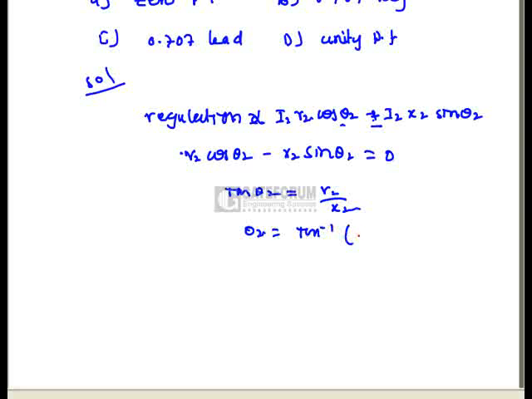Here he has given that the resistance and reactance of a transmission line are equal. That's why both are equal. So what will we get here? We will get 1. So tan inverse 1 means 45 degrees. So the power factor, the formula for power factor is cos theta 2, that is equal to cos 45 degrees. So this is 0.707.